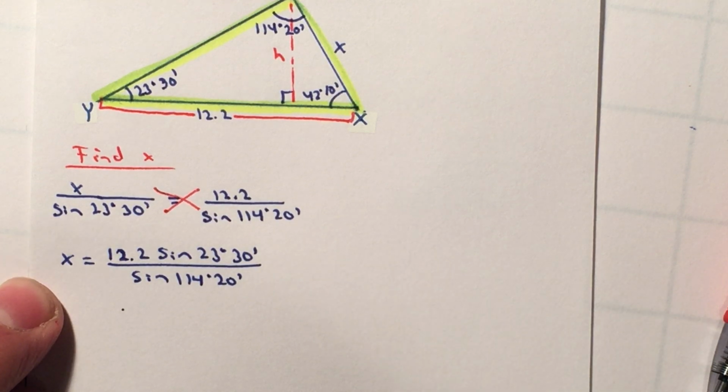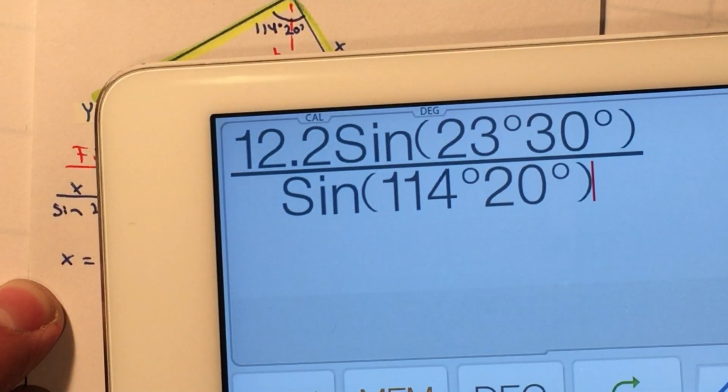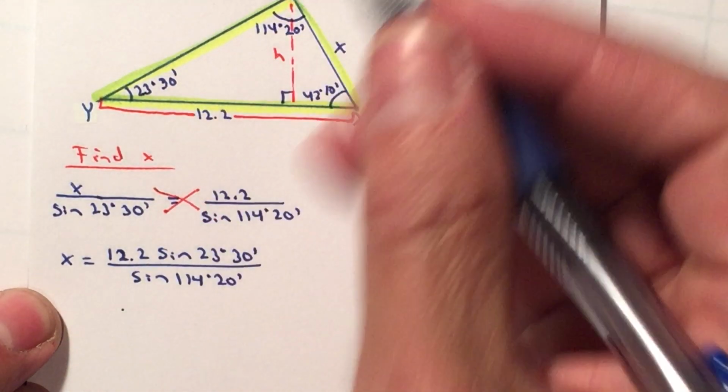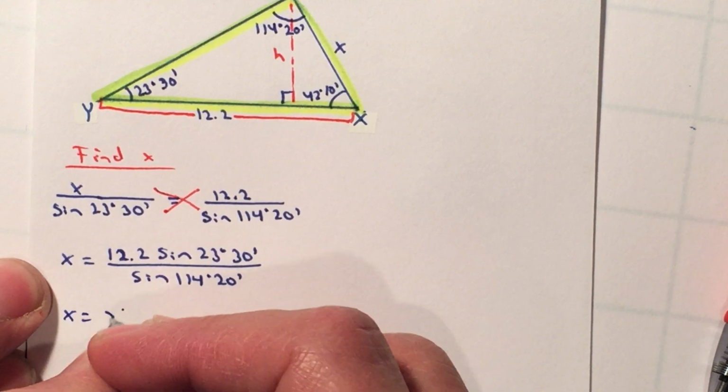I'm going to type everything into my calculator all at once, since it allows me to do the fraction bar. Once I type everything in, I just press enter. It gives me 5.33. So I'm going to leave that in my calculator, 5.3.